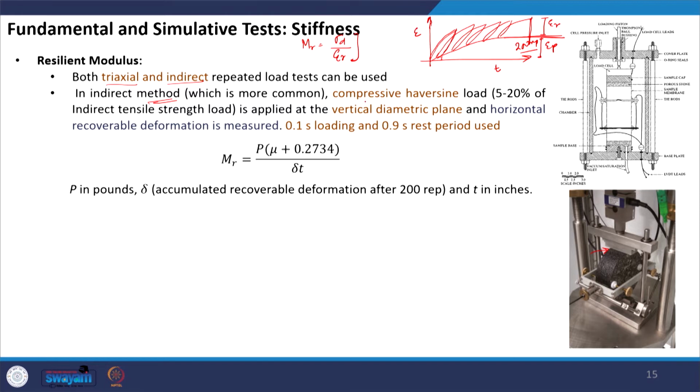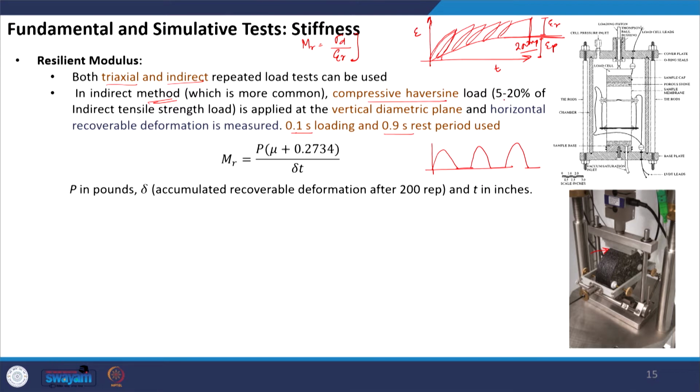We apply a compressive Haversine loading. When I say Haversine, it means this is half sine loading. So, we use the Haversine loading with some loading period and then an unloading period. Typically a loading period of 0.1 second and a rest period of 0.9 second is used in the standard test. So, this is a compressive Haversine loading.